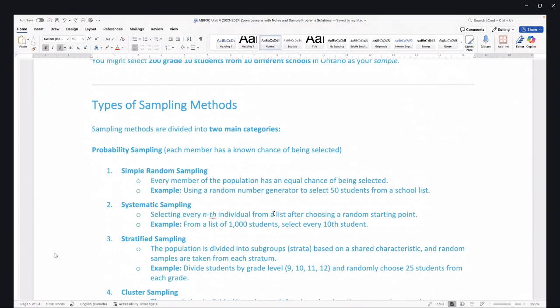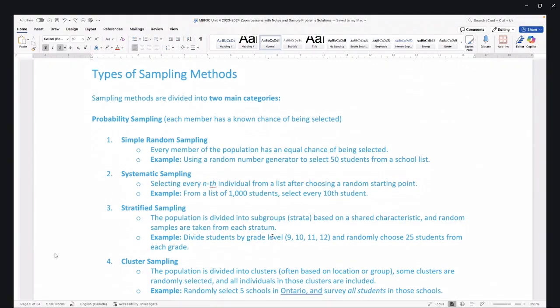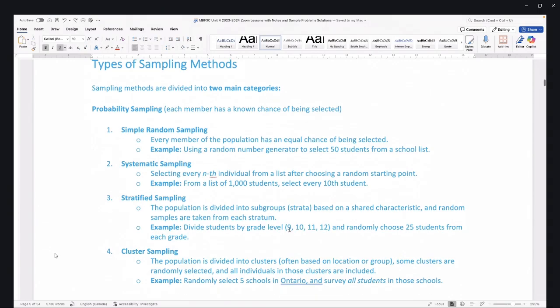So what you need to do is determine what percentage of the students are in grade 9, what percentage are in grade 10, what percentage are in grade 11, what percentage are in grade 12, and then that percentage will be multiplied by 25, so 10% times 25, 15% times 25, 18% times 25, 16% times 25, whatever the numbers are, and that will tell you how many people from each grade would be selected and sampled. That's a stratified sampling.